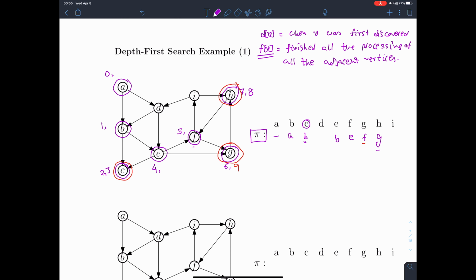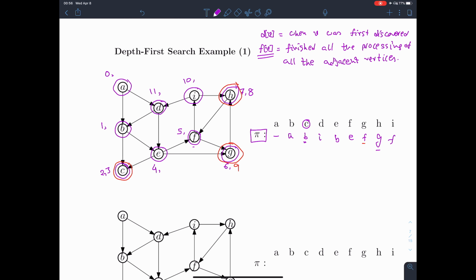Is there any other adjacent vertex of F that is not discovered? And we find out that I is not discovered yet, so we will discover I. I will be discovered at time 10. I was discovered through the vertex F. Next, we try to find out any adjacent vertex that is not discovered, and we find out there is one, which is D. D was discovered through I, and this was discovered at time 11.